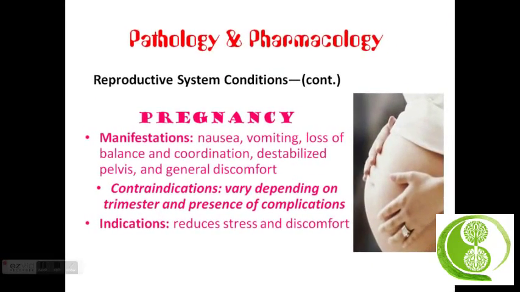Then finally, with our last pathological condition with the reproductive system, we have pregnancy. This manifests as nausea, vomiting, loss of balance and coordination, destabilized pelvis, and general discomfort. Also, you have a parasite growing within you.